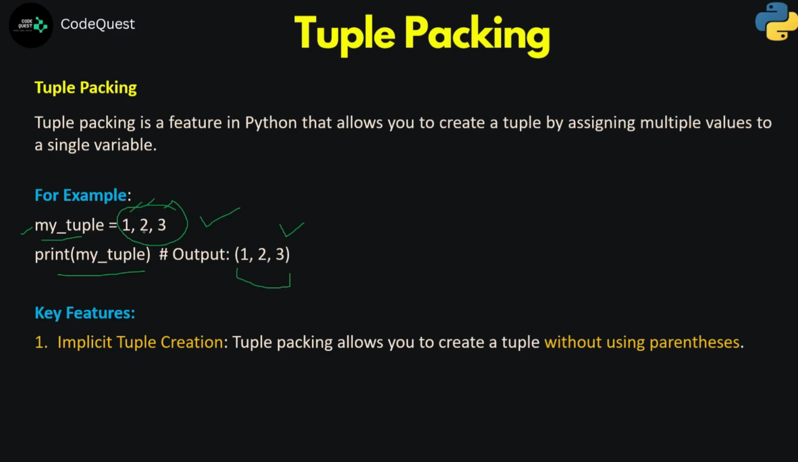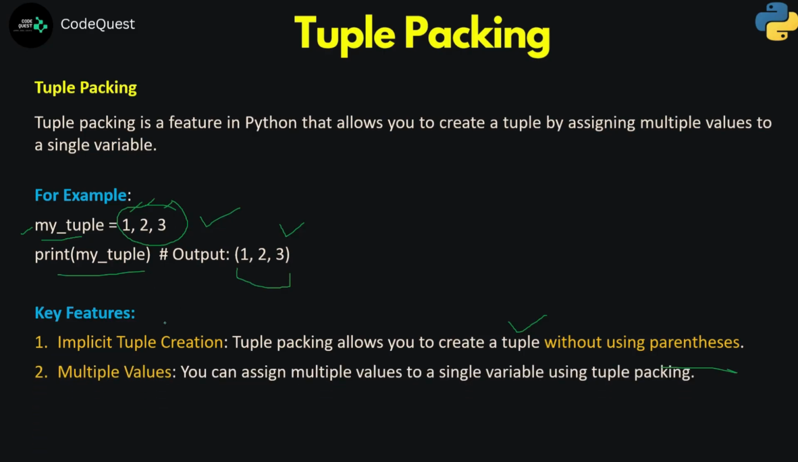Even though I'm not using any tuple keyword here, only by separating this list of elements, it is able to create a tuple without any parenthesis. No parenthesis used. If you want to use it, you can, but without parenthesis, we can create it. Secondly, you can assign multiple values to a single variable using tuple packing. There is no limit on how many elements you want to separate with the help of commas. All those are going to be part of this variable in the form of a tuple here.